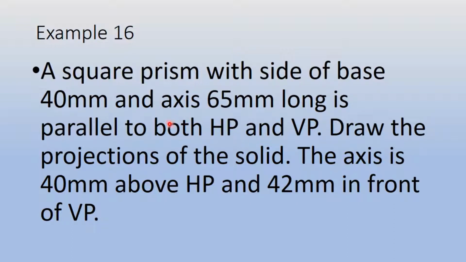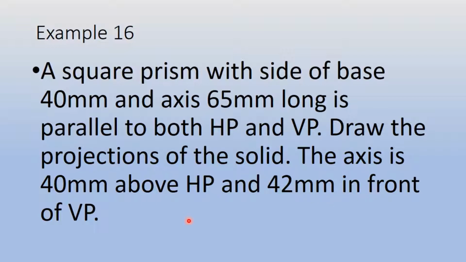This is a very important point here. It is parallel to both the planes. And also it is mentioned that the axis is at a distance from HP and VP. It is 40 mm above HP and 42 mm in front of VP. So here we cannot assume the distance of the solid from the VP and HP. We have to take exactly 40 mm above HP and 42 mm in front of VP.